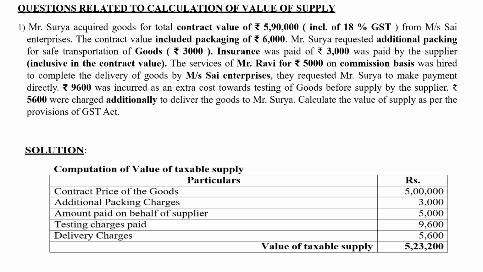Then insurance was paid for rupees 3,000 by the supplier. This is inclusive in the contract amount. So in this 5,90,000, this insurance amount is added, so we are not going to write this.